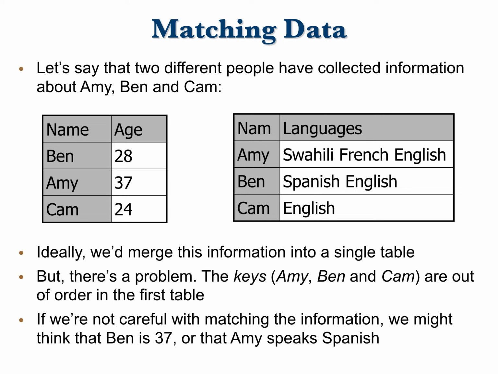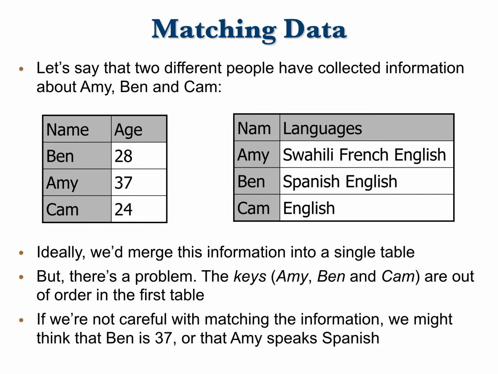So consider the two tables. Perhaps you have some expert in ages and you have some other expert in languages, and they've gone away and they've separately collected information on Ben, Amy, and Cam. And they've constructed their own tables, their own databases. And the goal here would be to merge, to synthesize these tables so all of the information is present for every key. But there's a problem.